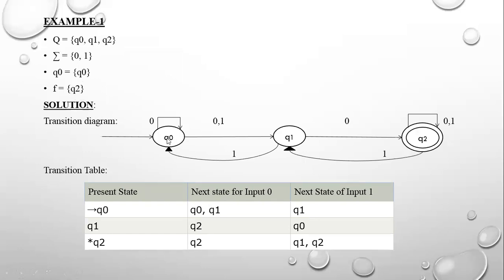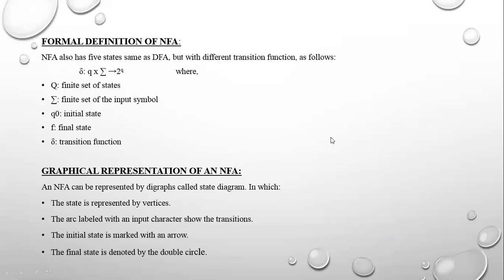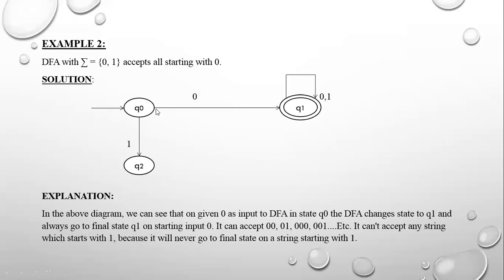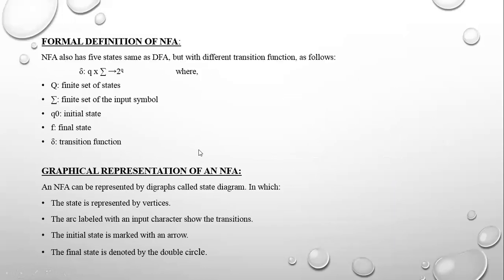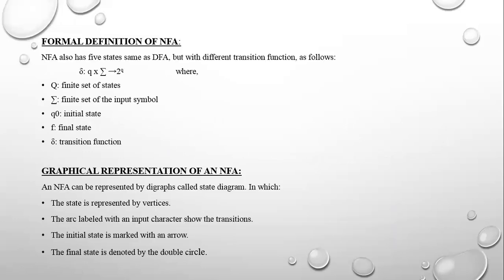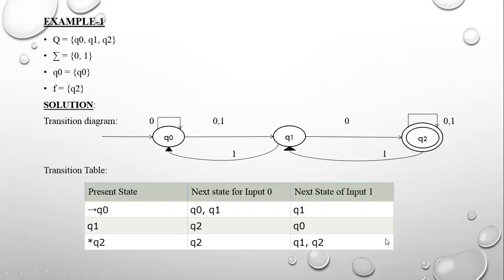Suppose we see the difference in non-deterministic finite automata. Once we give the input 0, it reaches Q0 as well as Q1. But in the deterministic finite automata, if we give a 0, it reaches only Q1, not any other state. So that is the difference between deterministic and non-deterministic finite automata. In the non-deterministic finite automata, epsilon moves are accepted, but in the deterministic automata, epsilon moves are not accepted. Here again the final state uses the double circle.